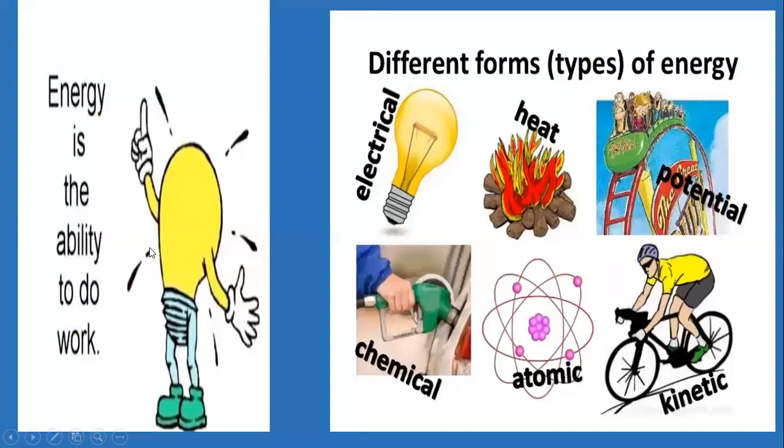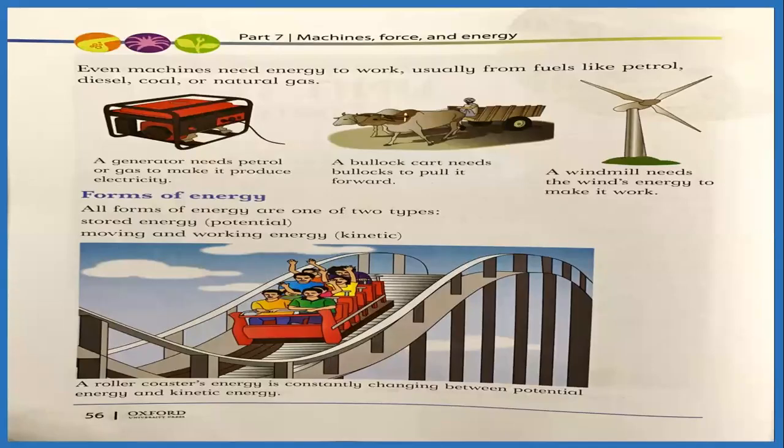Let's see again in a different form. Types of energy, what are these? Energy is the ability to do work. Every time I'm telling you this, so don't forget what energy is. This is the definition of energy. Energy is the ability to do work or the power to do work. Again, the different forms of energy are electrical, heat, potential, kinetic, atomic, and chemical. We will read it on this page.